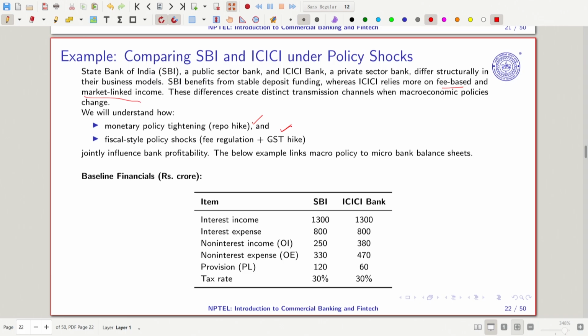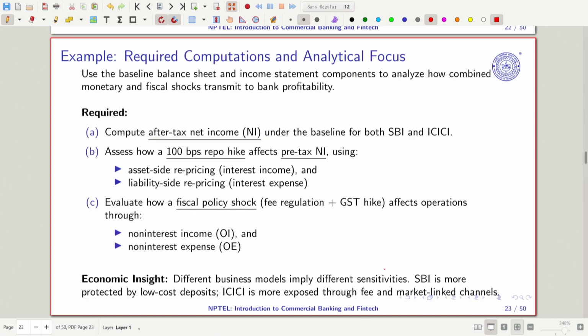How can we understand? Suppose I give you the data, I think we calculated earlier also. This is for the net interest income, this is for the burden, this you have the provision for loan losses, and this is the tax. So we can calculate the net income easily. Calculate the after tax net income from baseline for SBI and ICICI. Assess how a 100 basis point repo hike affects pre-tax net income. So this we can do.